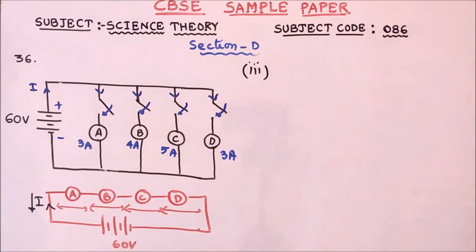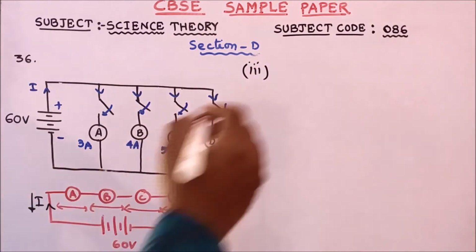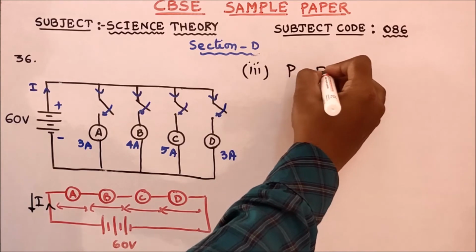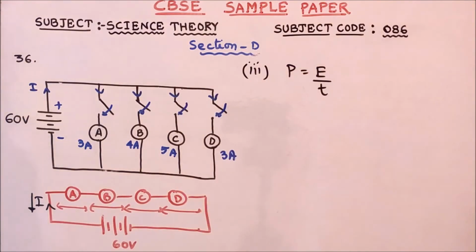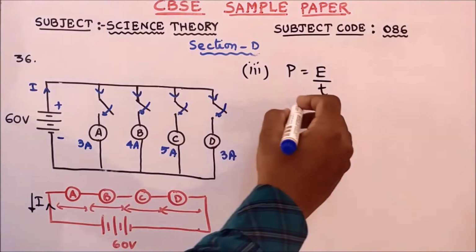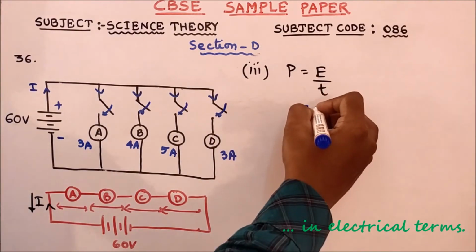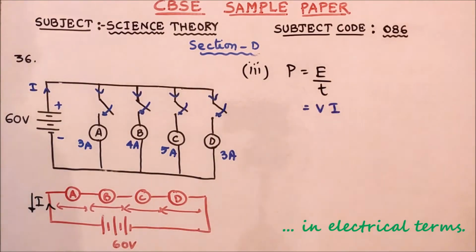Now he wants to test whether you know the concept of power or not. Here the lamps are delivering energy. So how do we define power here? Power is equal to energy delivered per unit time. So the one which has more power will deliver more energy, and hence it will glow more. What is the formula for power? The formula for power is V into I.